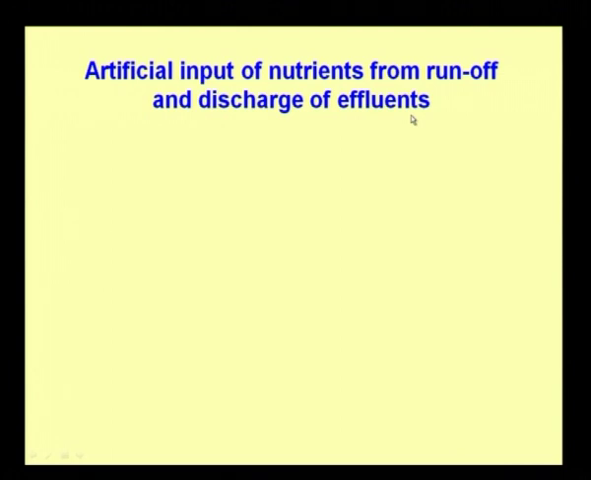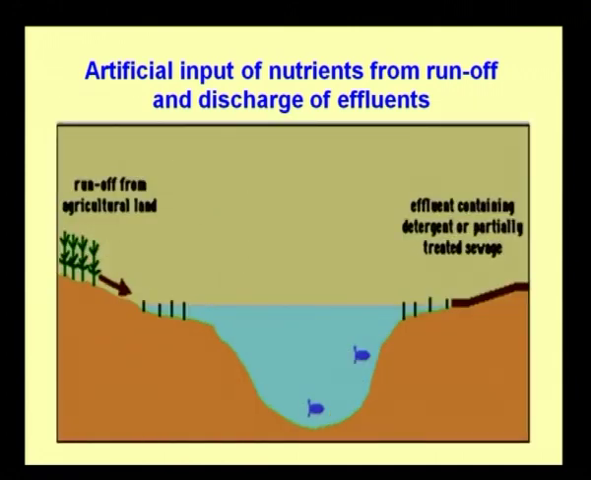Now comes the artificial input of nutrients from runoff and the discharge of effluents. Some amount of nutrients is coming from the runoff from agricultural land, which means fertilizers, and from effluents containing detergent or partially treated sewage. In these two ways the nutrients are reaching the water ecosystem.